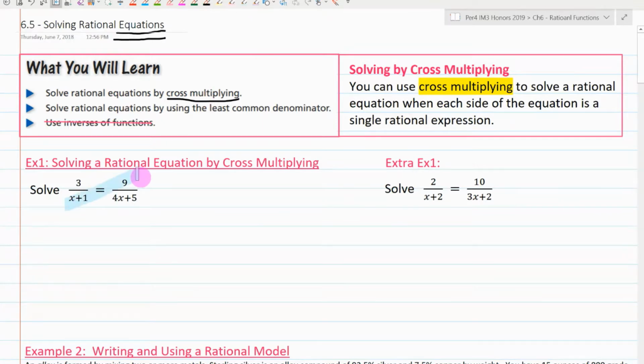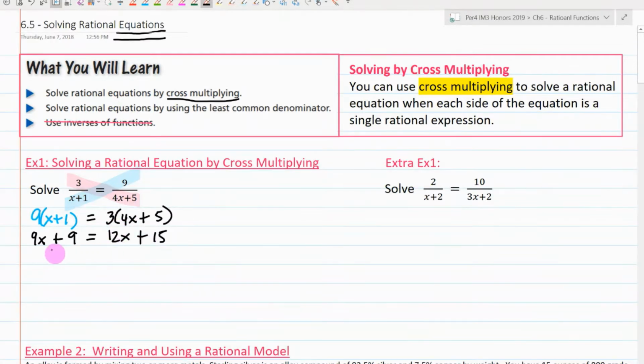So we're going to multiply this times this, 9 times x plus 1, and we're going to multiply this times this and set those equal to each other. So then that's it. 9x plus 9 equals 12x plus 15. I'm going to subtract 9x. That makes that 3x. I'm going to subtract 15. That makes a negative 6. And then you get x equals negative 2.